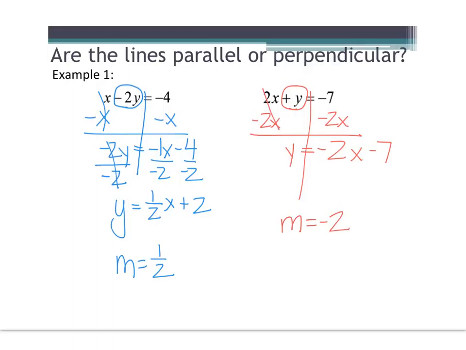So let's think for a moment. Are these two slopes the same? Hopefully you're saying, Mrs. Haugen, that's crazy. These are not the same. So that means they're not parallel. Let's decide if they're opposite reciprocals.